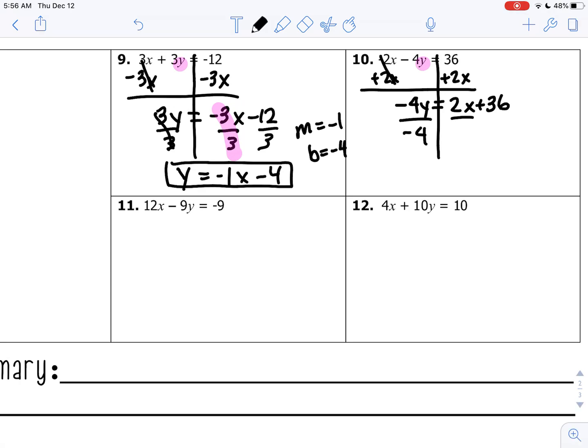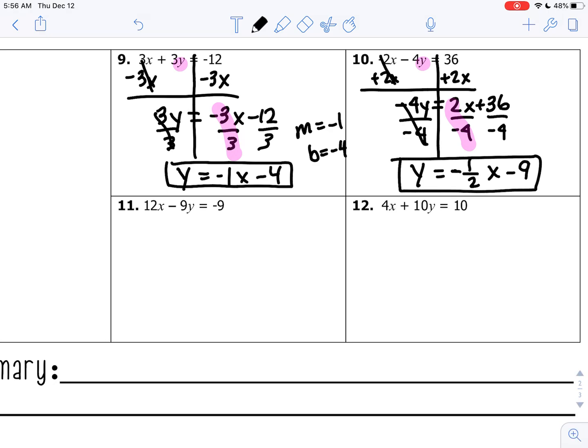So we're going to divide by -4 to everything. That cancels out, and we have y equals. This simplifies to -1/2 x minus 9. And then our slope here, m, equals -1/2, and our b is -9.